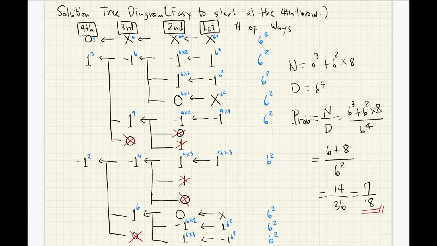Okay, so what we get in the numerator is 6 plus 8. In the denominator, it's 6 squared. We get 14 over 36. And if you reduce that to lowest terms, you get 7 over 18.